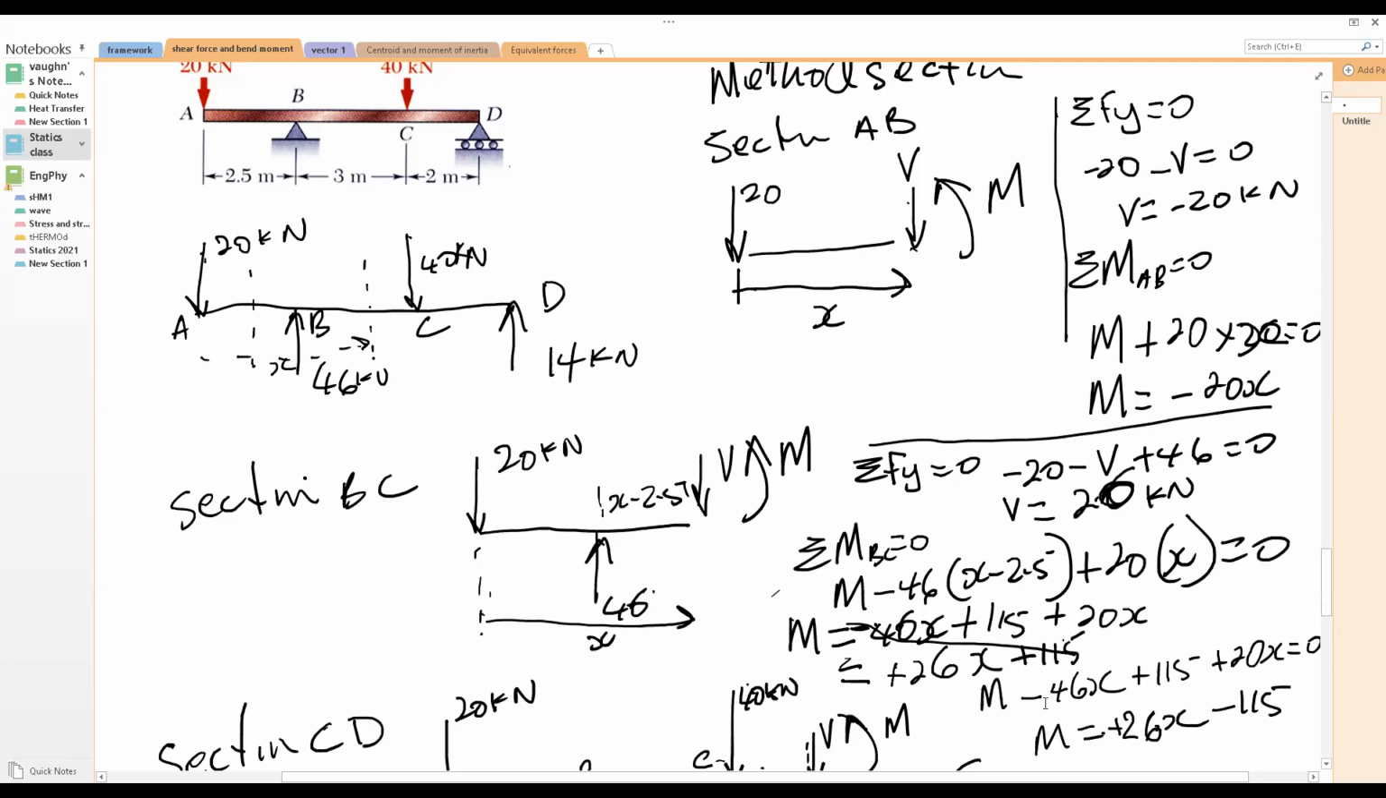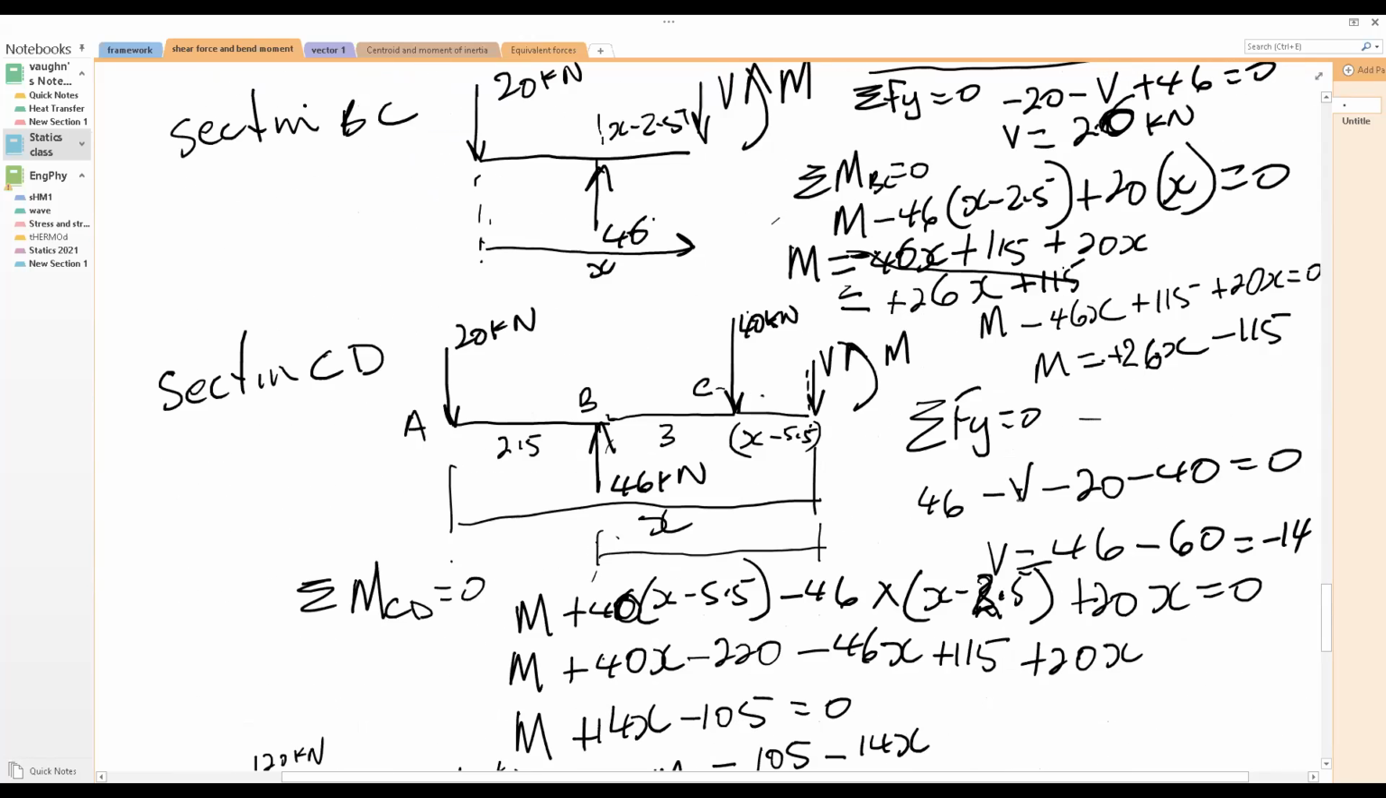Now, as we said here, we did a little transposition that was incorrect. So you transpose that, you should get M equals positive 26x minus 115. All right, so that was it. You had a sign problem right here.